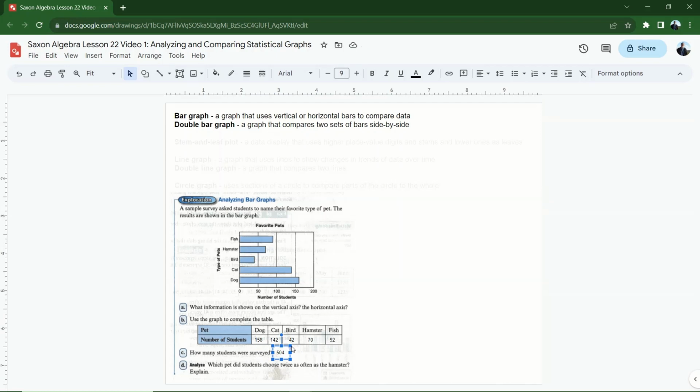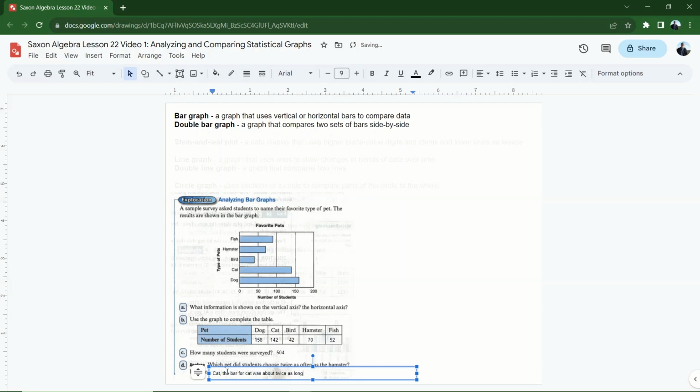And then finally, which pet did students choose twice as often as the hamster? Well, hamsters were here at about maybe 70, right? So which was twice as often? It was the cat, probably about twice as often at around 140, somewhere kind of close to 140. Explain? Well, I would explain by saying the bar is about twice as long. Let's see if I can stretch this out here, and then we'll finish that out. The bar for cat was about twice as long.